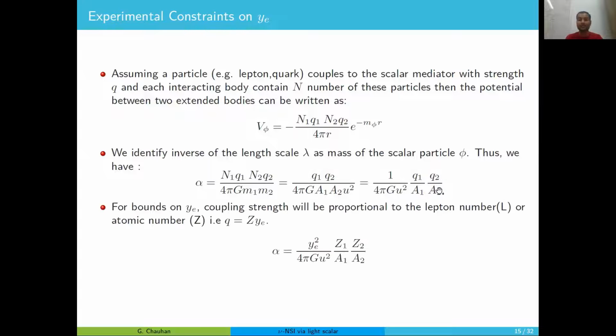For the case where this coupling strength is proportional to lepton number, because an electron is coupling to phi, it's basically proportional to lepton number, or just say the atomic number. Q equals Z times y_e. So once you replace this q1 and q2 by the test mass and the source mass between which you are trying to measure this extra force through this light scalar phi, you get this strength of alpha, which is basically dependent on the ratio of this atomic number to the mass number.